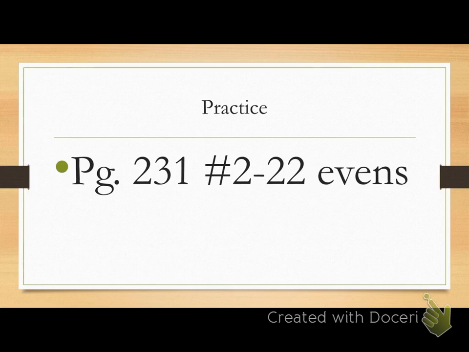Here's your assignment. Page 231, numbers 2 through 22, evens. It's about 11 problems. Not too bad. Make sure you get the assignment written down. Make sure you put the correct heading on your paper. Name, date, period, assignment in the upper right-hand corner.